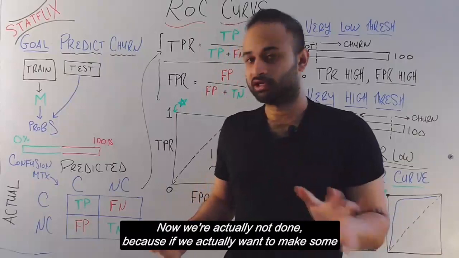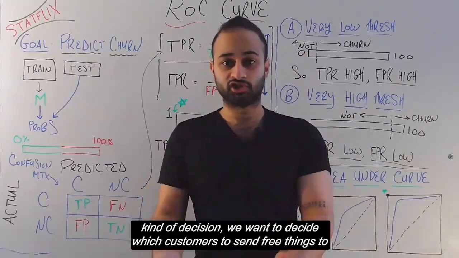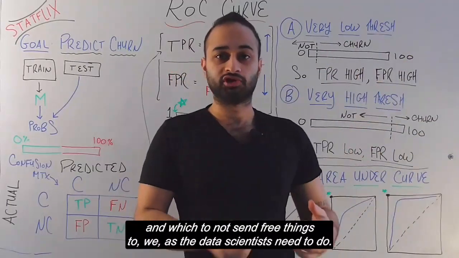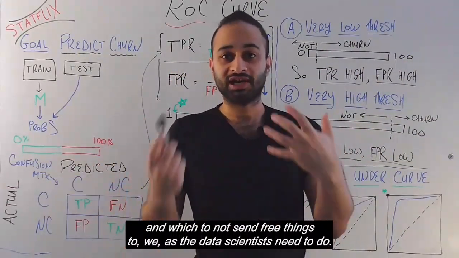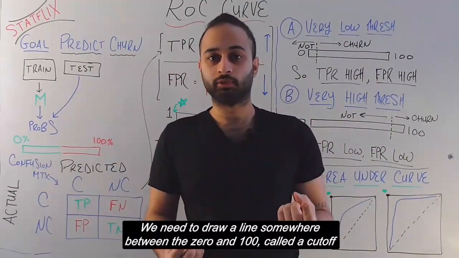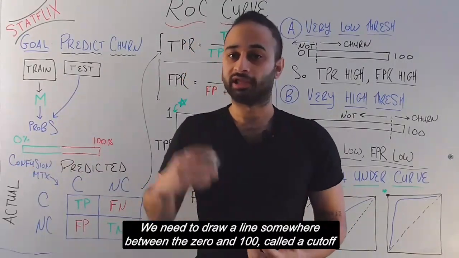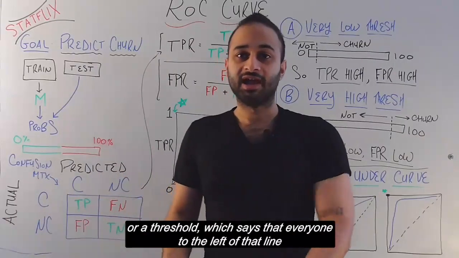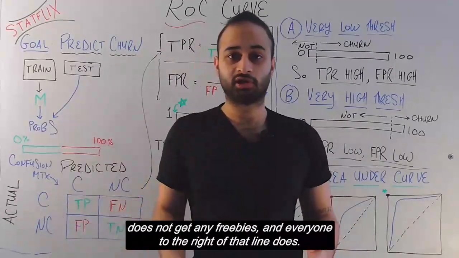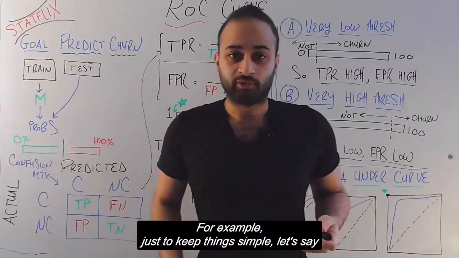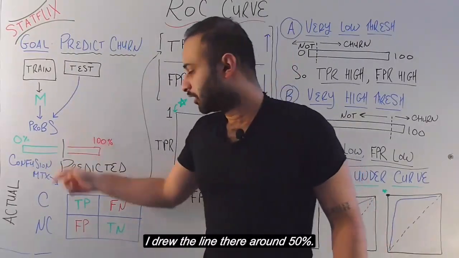Now, we're actually not done, because if we want to make some kind of decision, we want to decide which customers to send free things to and which to not send free things to, we as the data scientists need to do one last thing. We need to draw a line somewhere between the 0 and 100 called a cutoff or a threshold, which says that everyone to the left of that line does not get any freebies, and everyone to the right of that line does. For example, just to keep things simple, let's say I drew the line around 50%.